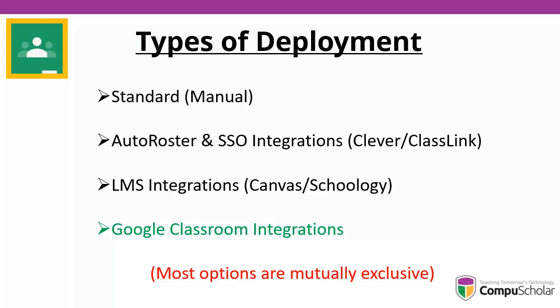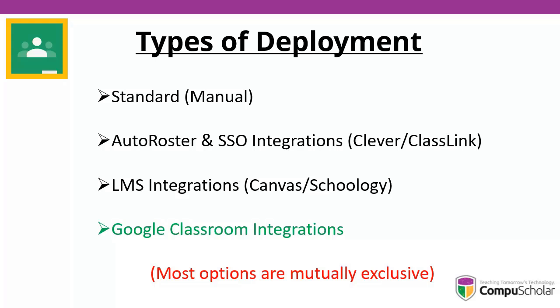So as a reminder, we already have three different types of deployment. In our standard or manual model, teachers will create classrooms on their own within the CompuScholar system, and then students will self-register with registration codes. We also have automatic rostering and single sign-on through Clever and ClassLink, and we can integrate our course material into learning management systems like Canvas and Schoology. And so Google Classroom is a fourth type of integration, and that's what we're going to be focused on today.